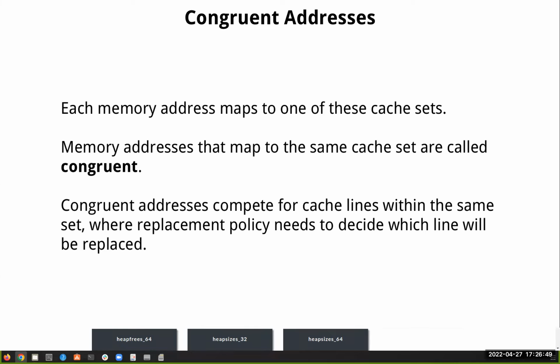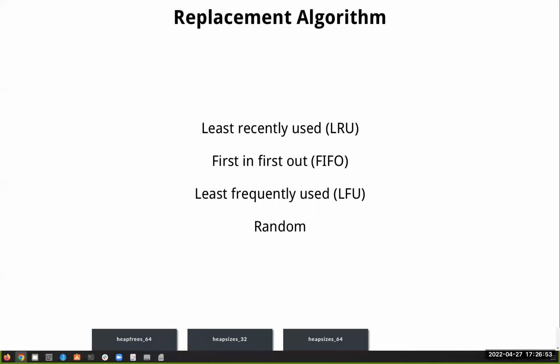And there are many different policies to do that. I list several policies here. The first one is called the least recently used policy. In one cache set, we find out which cache line hasn't been used for the longest time. Then when we bring new data, we replace that one. Okay, sounds reasonable.